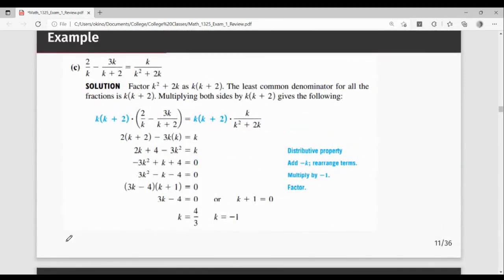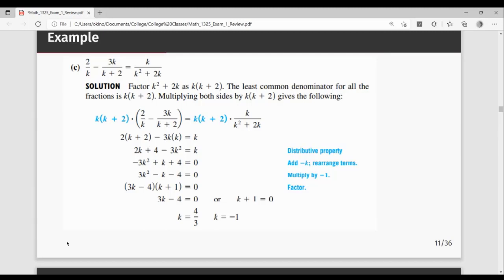Okay, so here is one example. We have 2 over k minus 3k divided by k plus 2 equals k over k squared plus 2k. Now, I chose a specific example because it works through rational equations and linear and quadratic equations. So it really works through both of those.